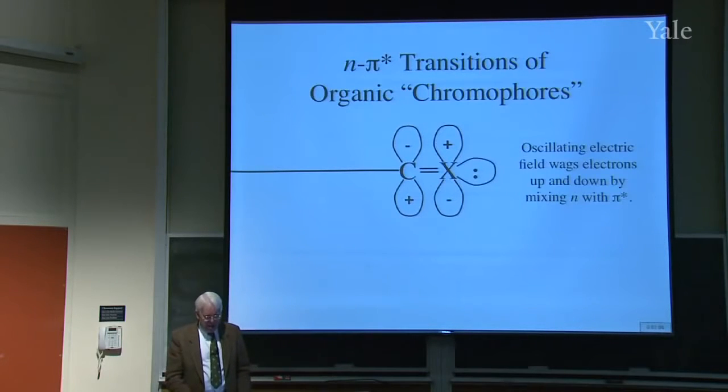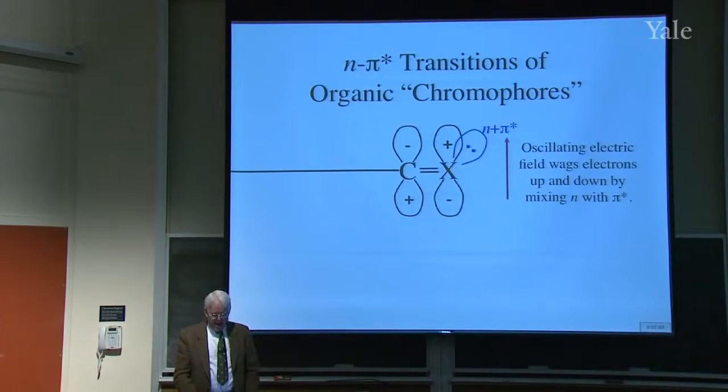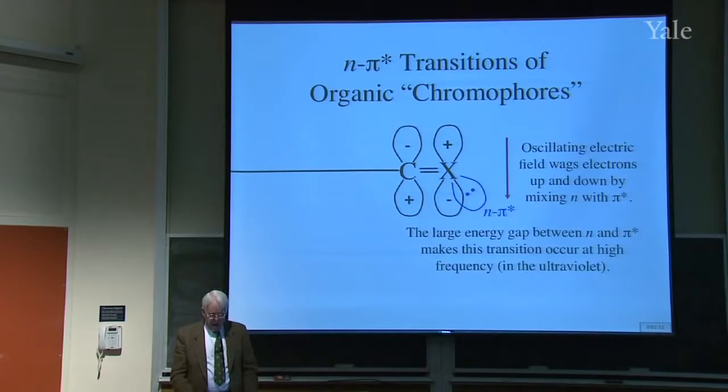Now that's neat because as it goes up and down, you absorb light, right? And the large energy gap between the unshared pair and pi star means that this transition occurs at very high frequency. Because remember, the frequency of cycling in and out of phase is the difference in the energies of the two things. So if they're fairly far apart, it'll be a very high frequency of light, not in the visible. So it's in the ultraviolet.